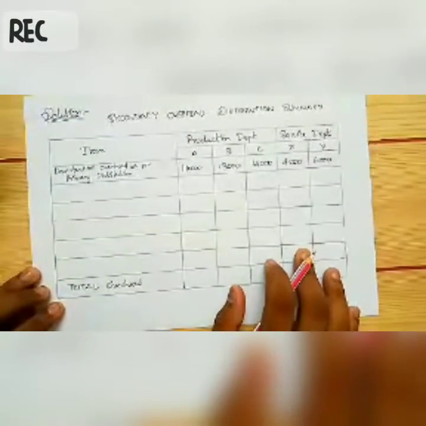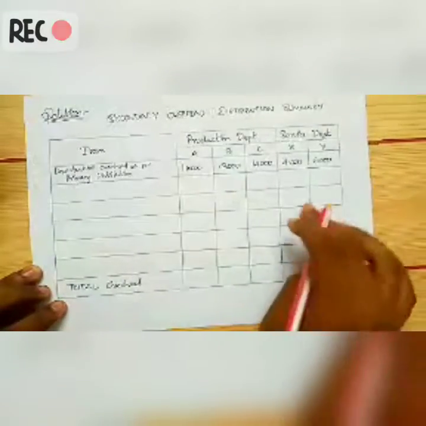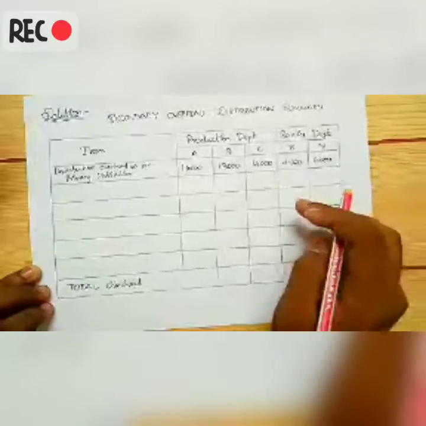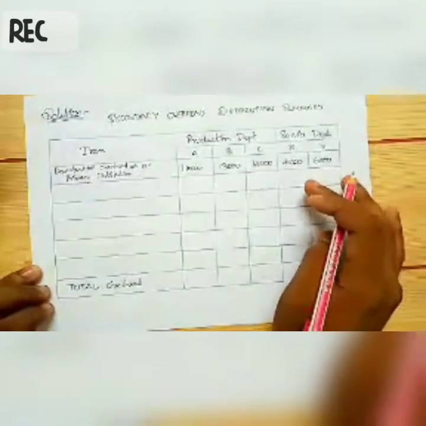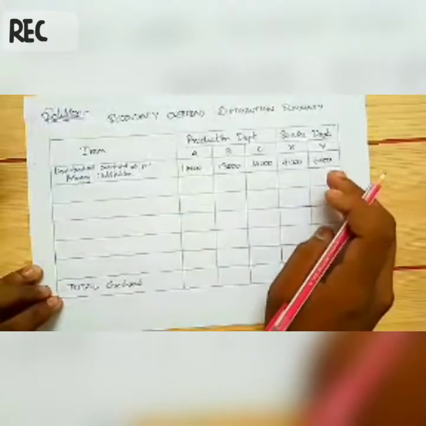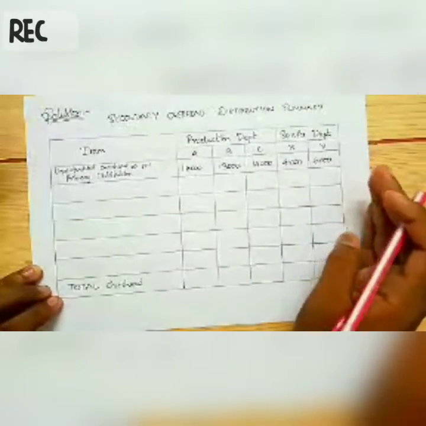The concept of secondary overhead distribution is that we have to make the service departments equal to 0. For that, we have to deduct the amount from the X and Y columns to distribute to the other columns A, B and C, and the other service column, in the percentage given in the question, as we converted into a ratio.